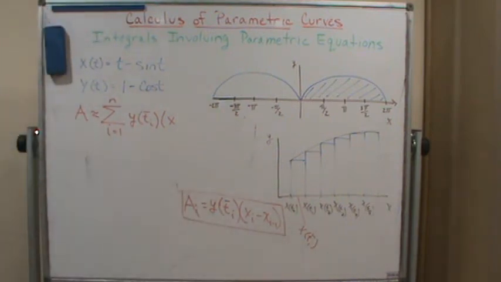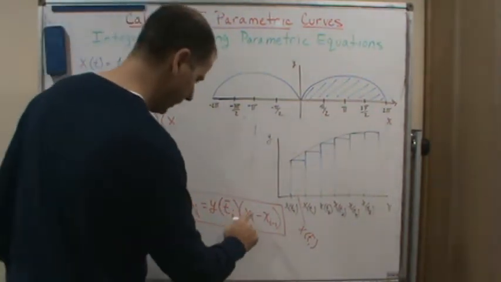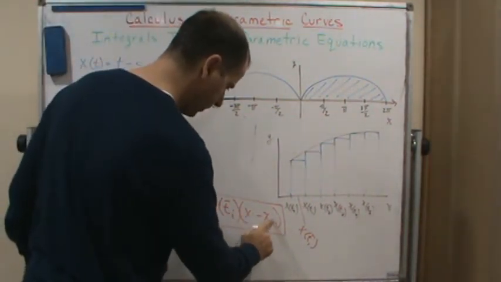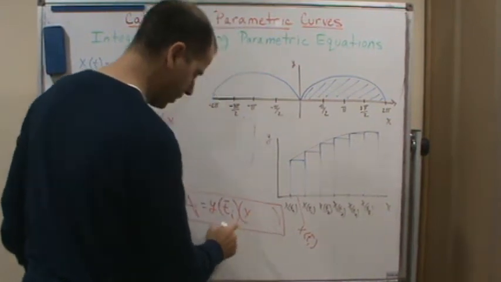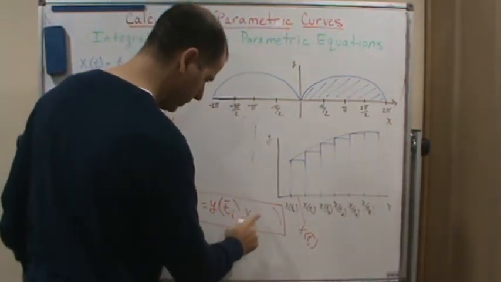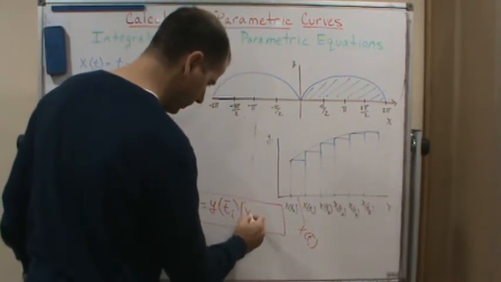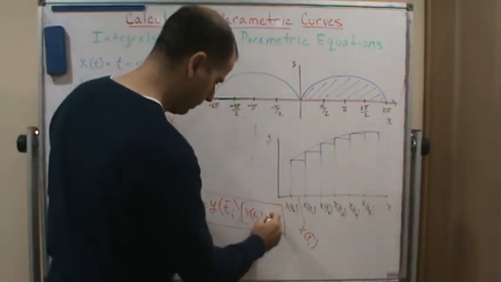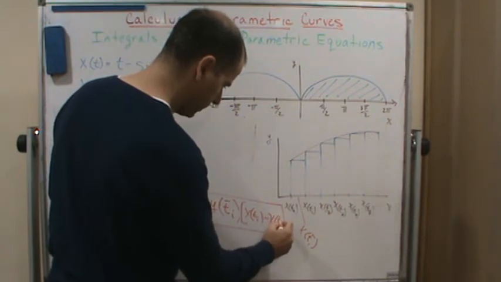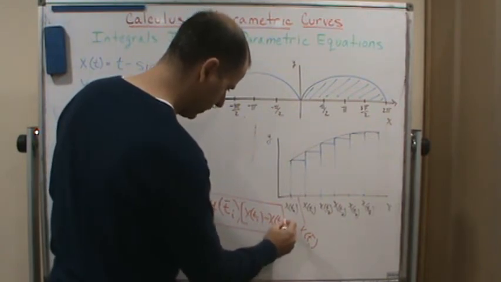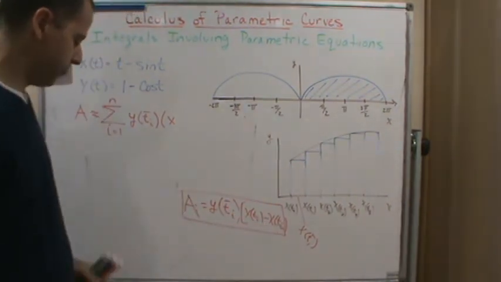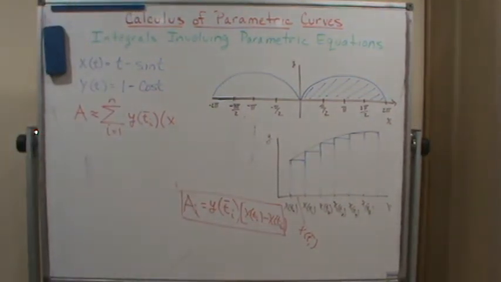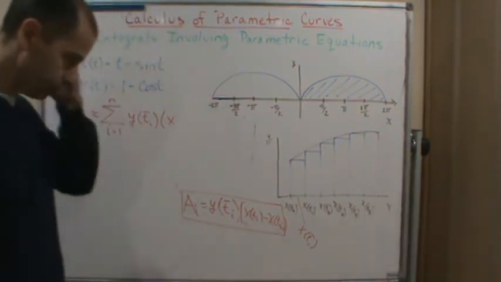oh, hold on. Sorry, I messed up here. This is not x sub i. I'm used to this. I've got to put it in terms of t. So let me change this a little bit. So this is x sub t sub i. That's what I wanted. x of t sub i minus x of t sub i minus 1. Remember, these are parametric equations. Okay, so again, I reverted back to x.